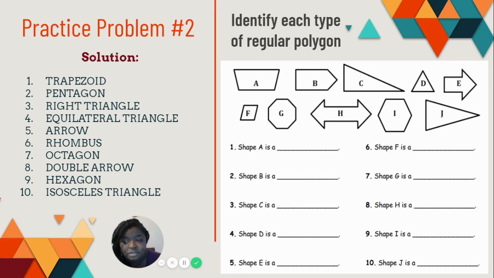Shape F, number 6, is a rhombus. Shape G, number 7, is an octagon. Shape H, number 8, is a double arrow. Shape 9, or shape I, number 9, is a hexagon. And then lastly, we have shape J, number 10, which is an isosceles triangle. And we'll speak a little bit more about the isosceles triangle into the week.